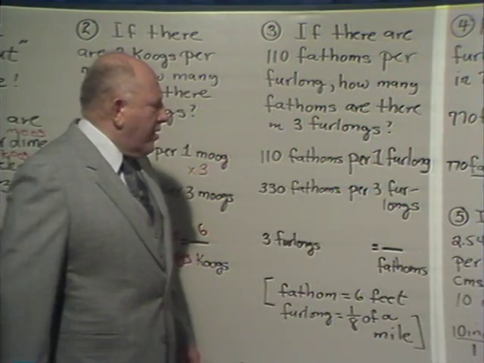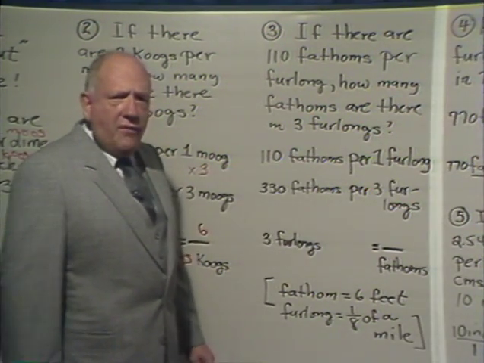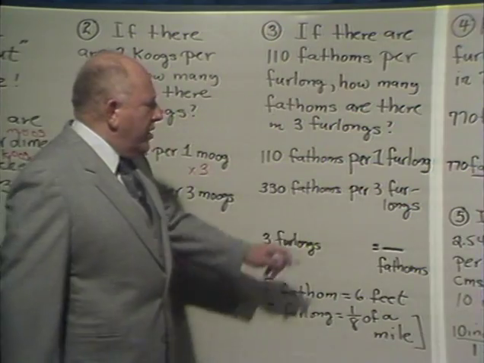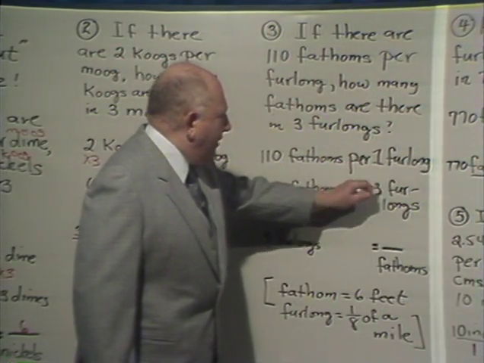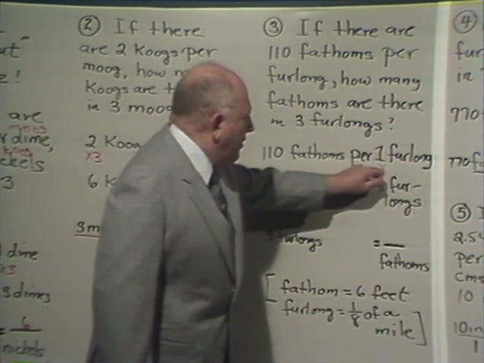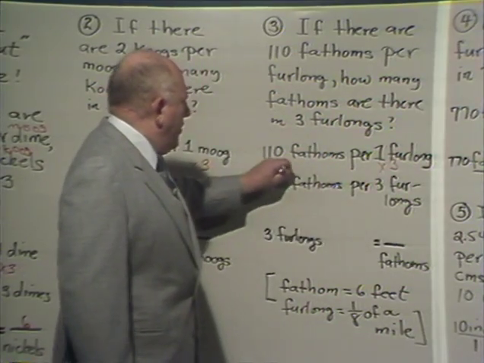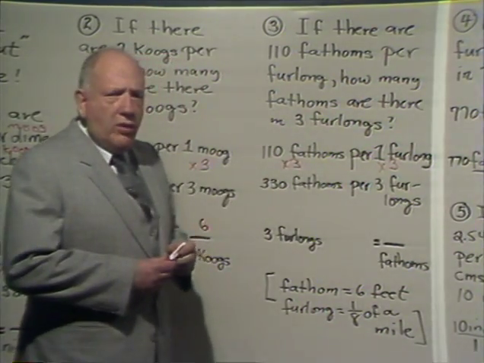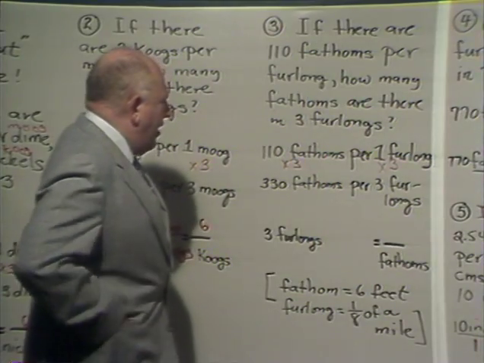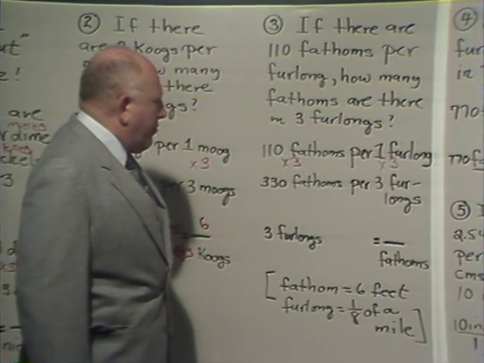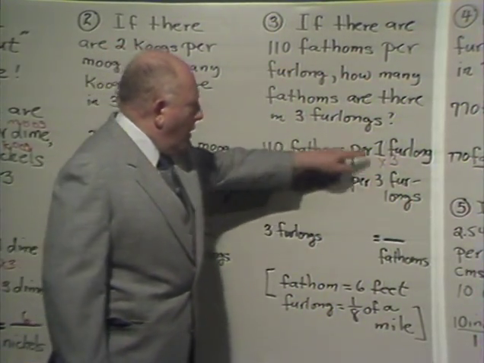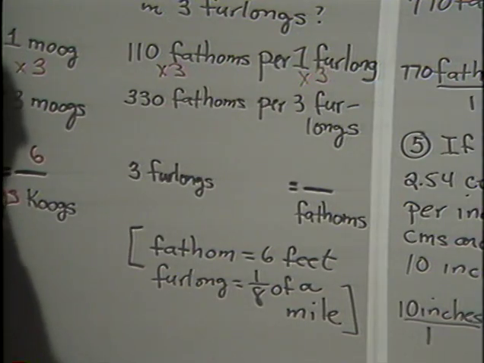We know that there are 110 fathoms per 1 furlong, and we want to know how many fathoms there are in 3 furlongs. And by the way, that's the same philosophy as the 2 problems we just did. You know how many fathoms there are in 1 furlong, so in 3 furlongs, there are going to be 3 times that many. So we multiply by 3 on both sides, and we get what? 110 times 3 is 330. 1 times 3 is 3. So there are 330 fathoms per furlong.